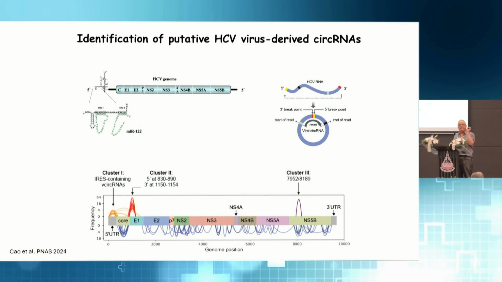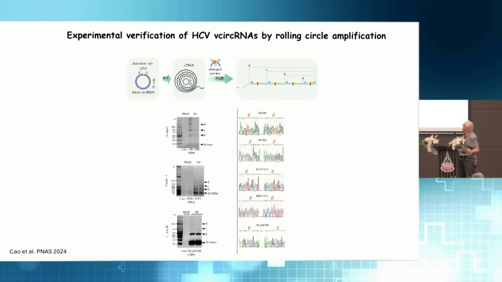Now, this is a prediction. Of course, we were very worried this could be cloning artifacts. This could be recombination events of RNA viruses, because the RNA-dependent RNA polymerase is error-prone. So what we needed was a very stringent, very solid approach to test that these predicted circular RNAs are actually being made.